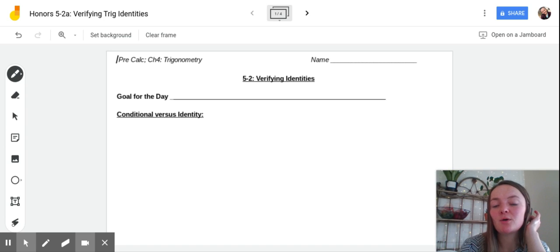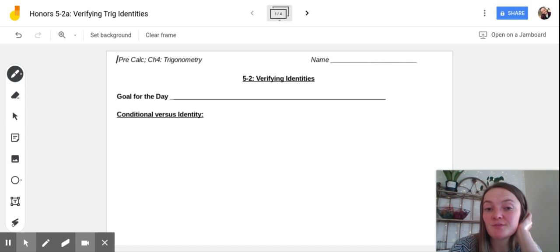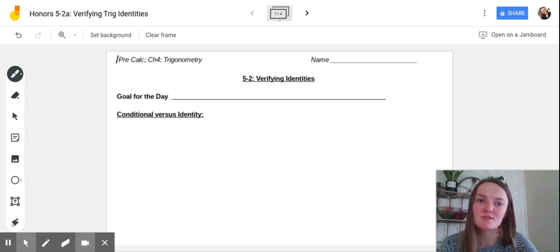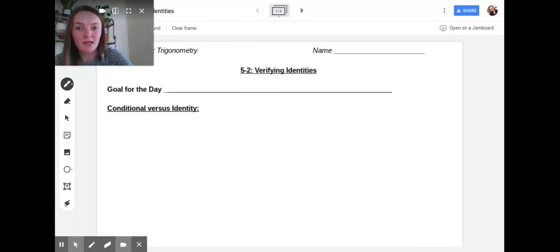Okay, so today we're going to go ahead and start a new section. We're going to start 5.2, verifying trig identities. So this is super similar to what we've already done. It's just adding a little bit extra. So first thing I want to talk about is the difference between a conditional versus an identity.